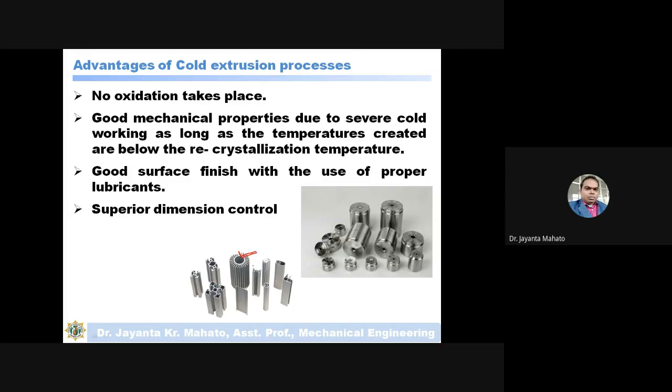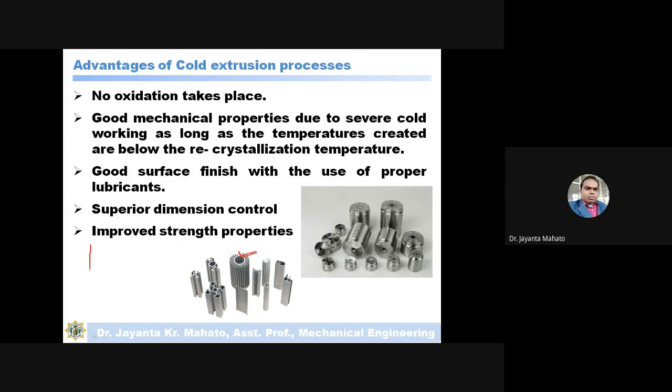Okay, improved strength properties. Actually, this is nothing but a cold working process. In the cold working process, what happens? The material gets strain hardened.